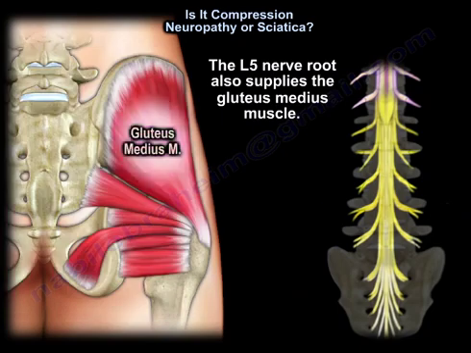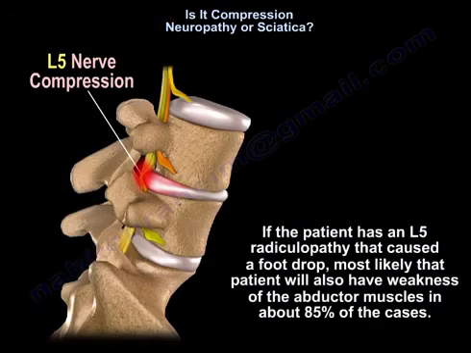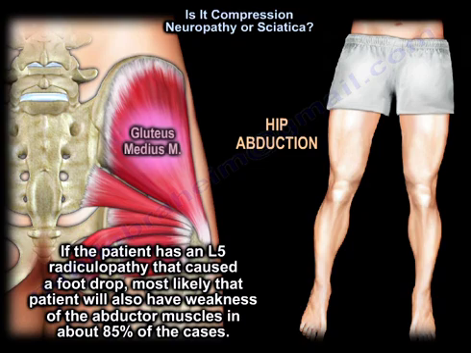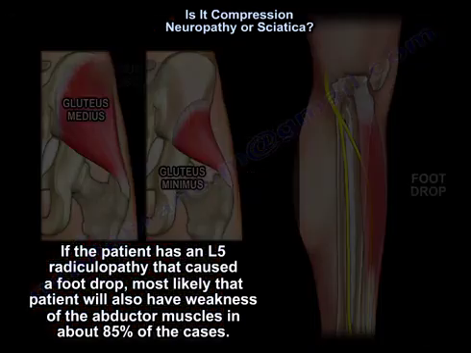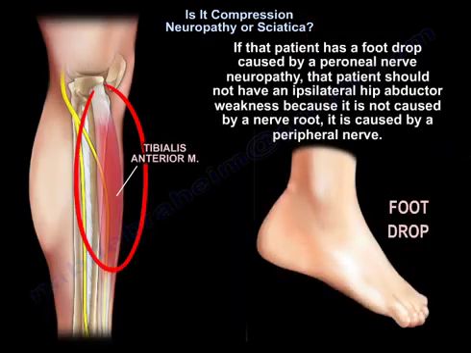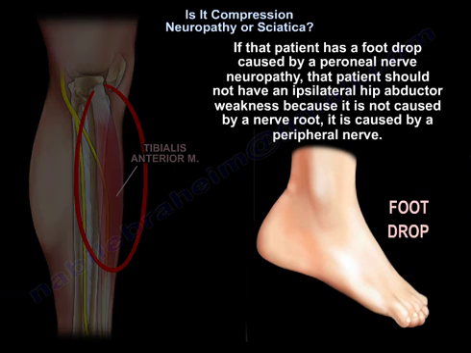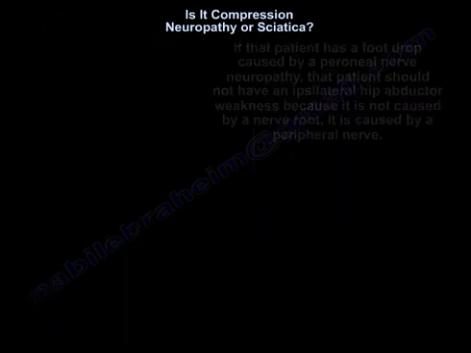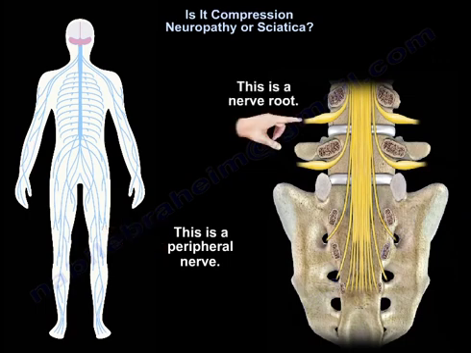And also, the L5 nerve root supplies the gluteus medius. So if the patient has an L5 radiculopathy that causes a foot drop, most likely that patient will also have weakness of the abductor muscles in about 85% of the cases. If that patient has a foot drop caused by a peroneal nerve neuropathy, that patient should not have an ipsilateral hip abductor weakness because it's not caused by a nerve root. It's caused by the peripheral nerve. This is the peripheral nerve, and this is the nerve root.